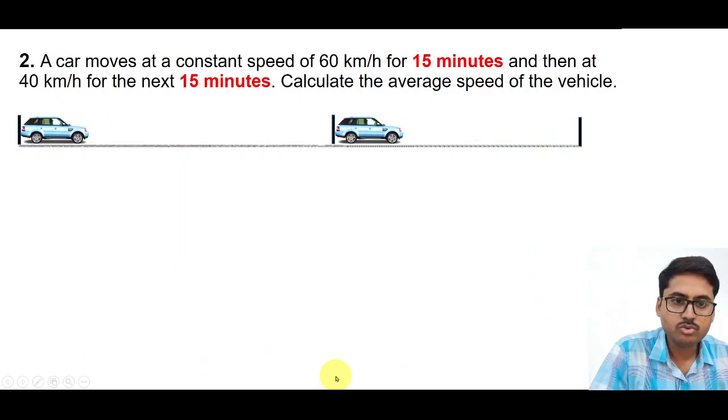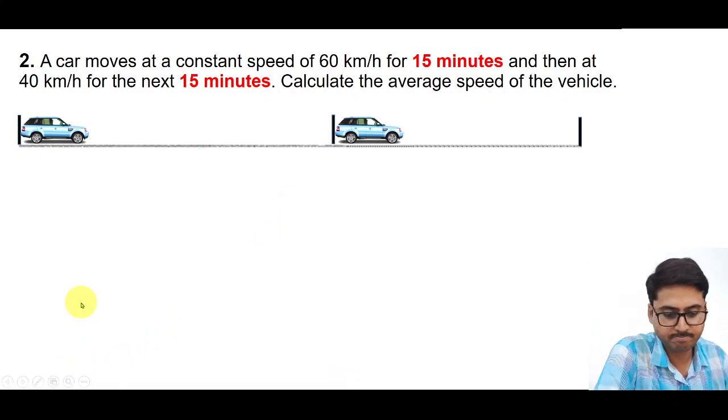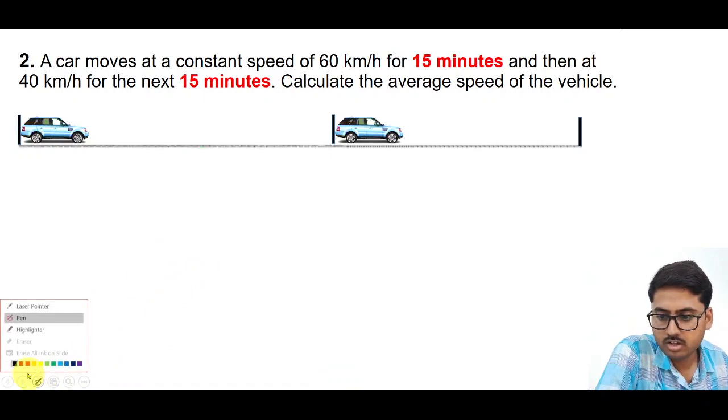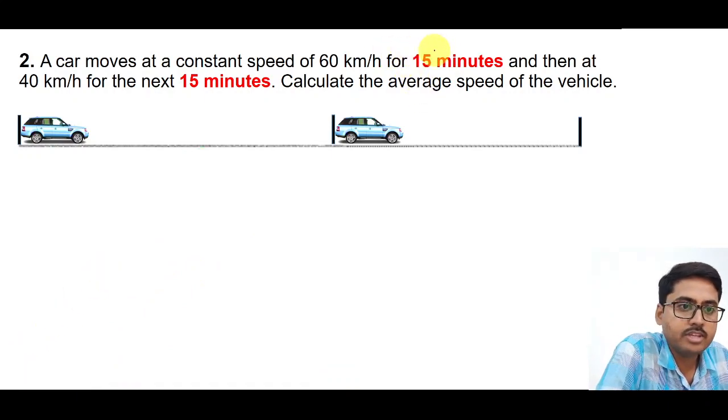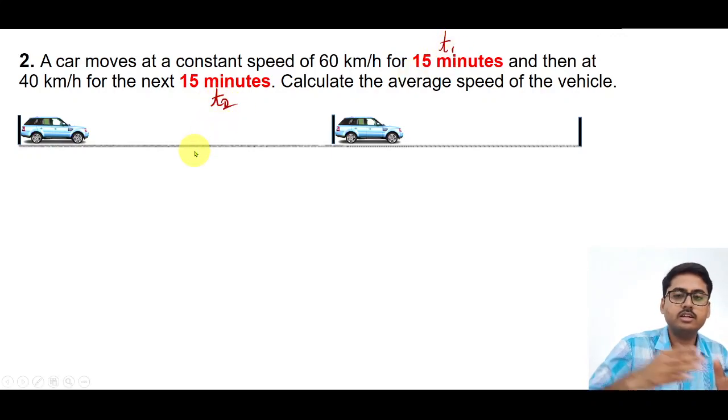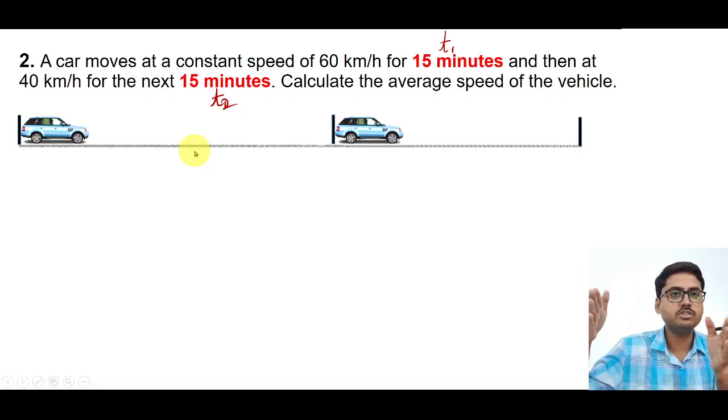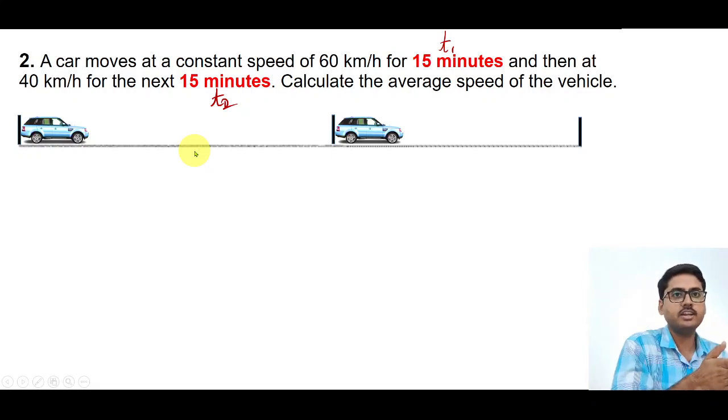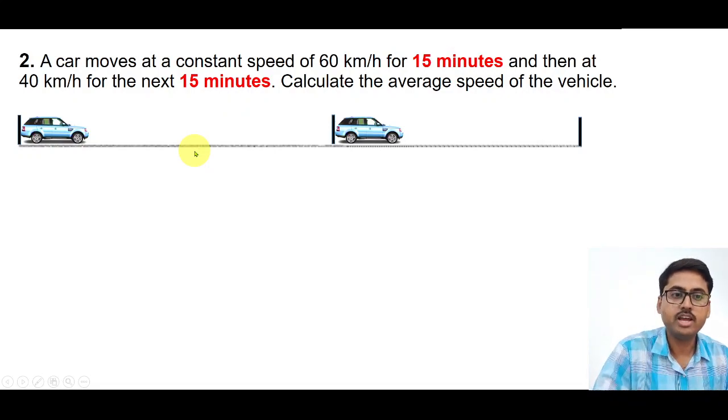Okay, so I'll show you one solution again. This solution here, if you see, the time that we considered, t1 and t2, the time is same. The time that the object is traveling in the first interval and in the second interval, the time is same, and that's very important. When we have equal time, then we can solve this question in a very easy way.